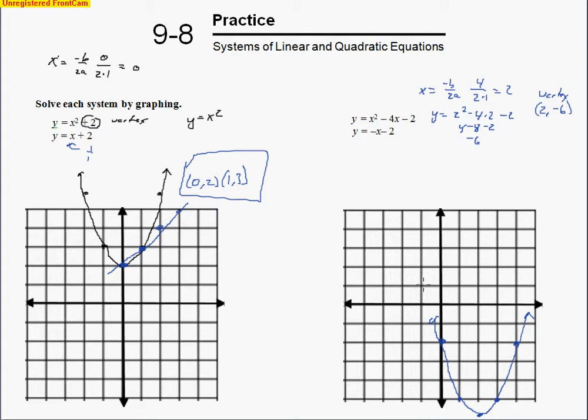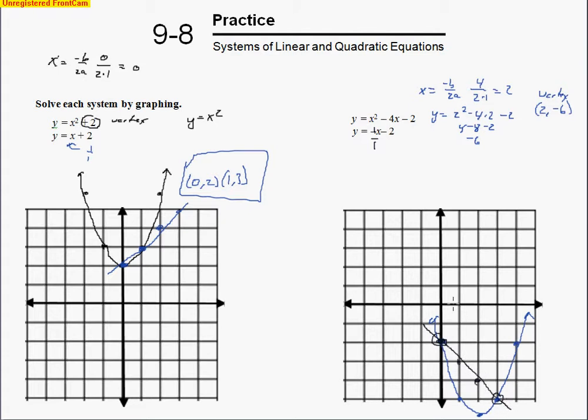So the next graph is the linear equation, and it has a y-intercept of negative 2. So there's one of the solutions right there. And the slope is 1, so I'm going to go up 1 space and 1 to the right. Keep on doing that a few times, and look, there's another point where they cross. So those are the 2 solutions that I'm looking for here.